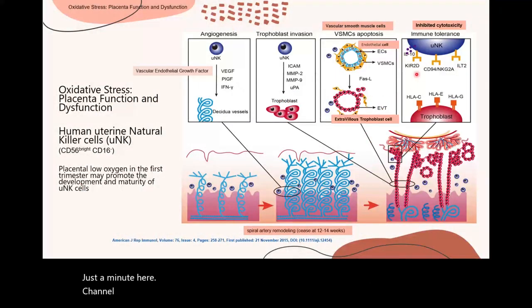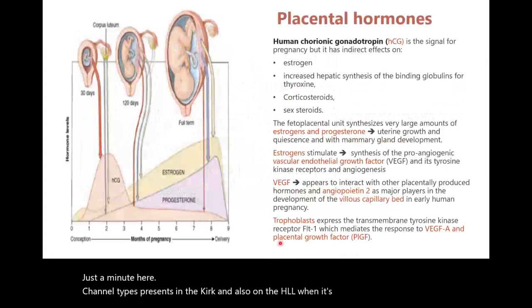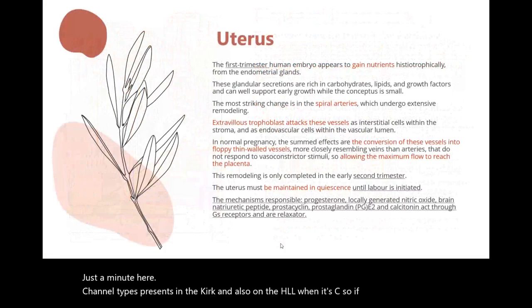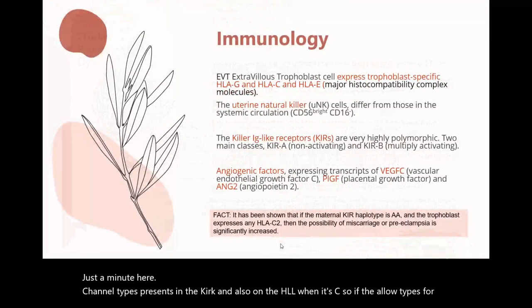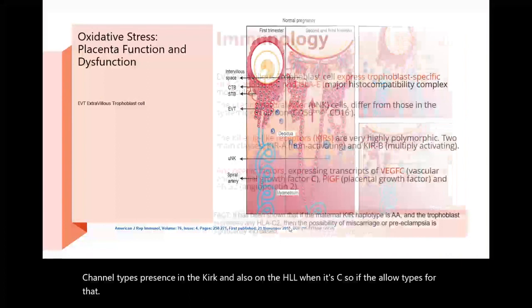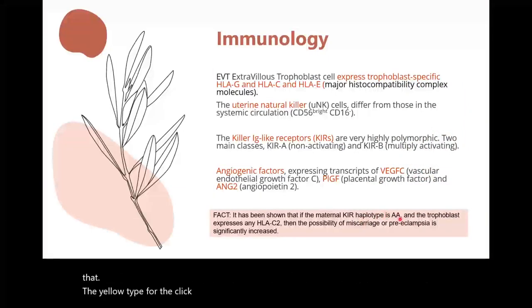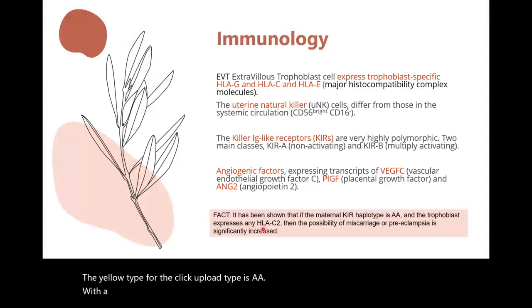Genotypes present in the KIR and also on the HLA-C. So if the allotypes for that, the allotype for the KIR haplotype is AA with a trophoblast expressing any HLA-C2, there is a high possibility for miscarriage and preeclampsia.